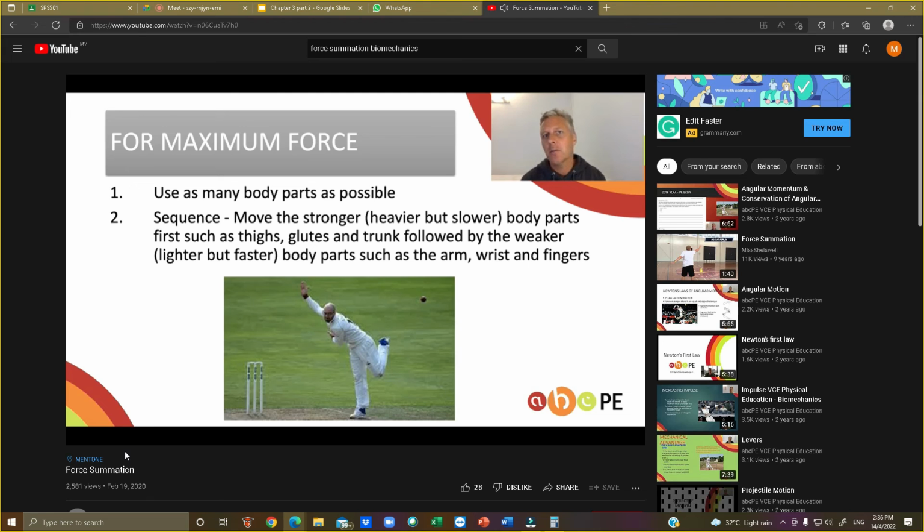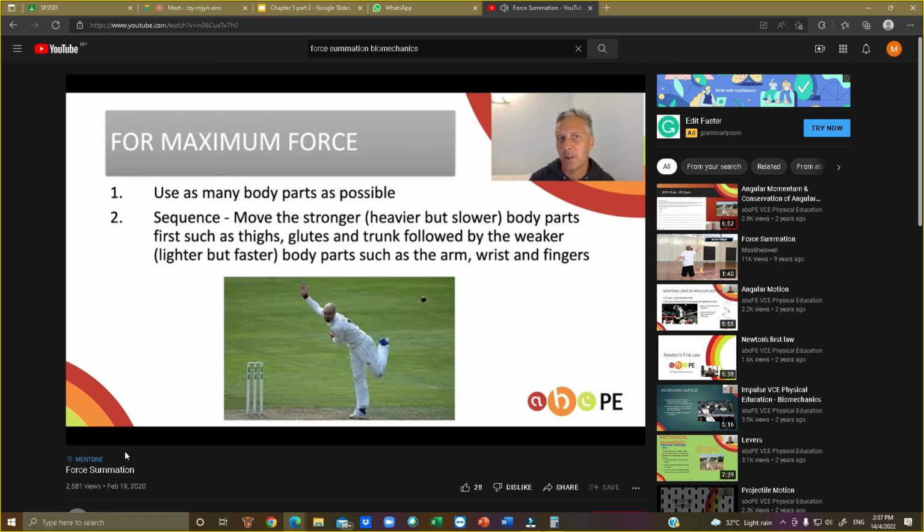I often tell my students that we throw with our legs and they think I'm really silly. Well, we do throw with our legs because they are the stronger muscles. And what we want to try and do is have a sequence where we use the stronger muscles or body parts that are heavier but slower. Remember, mass times velocity. And then we start to bring in body parts that are smaller, weaker, lighter, but faster, such as the body parts of the arm and the wrist and the fingers.